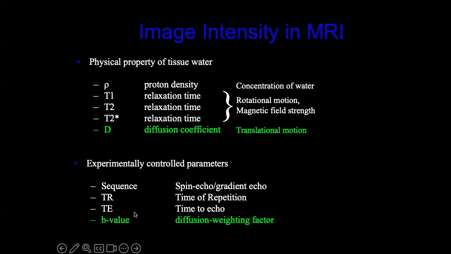So now on top of that image intensity that we already have, that contrast we already have in our MRI, we're going to add this physical property that is the diffusion coefficient, and we are going to use the B value to weight our image to that physical property.